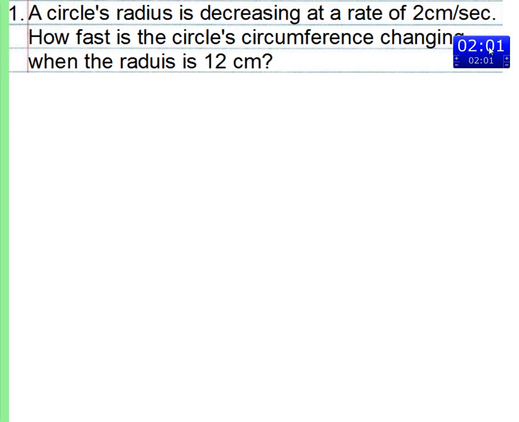Okay. Hopefully this is what we call the B symbol one. The circle's radius is decreasing at a rate of 2 centimeters per second. How fast is the circle's circumference changing when the radius is 12 centimeters? So what does this mean? It's a change in radius.